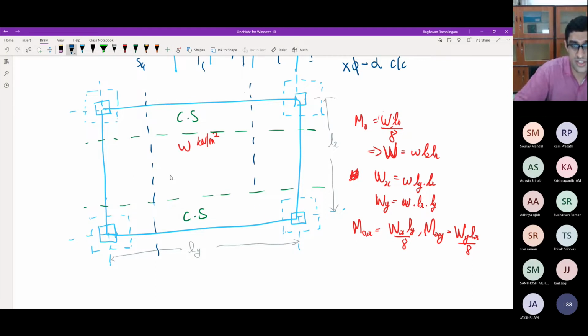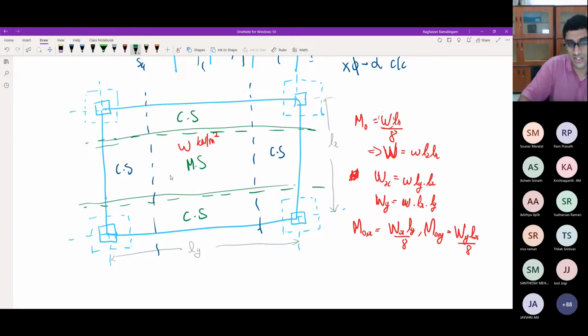Okay, column strip and column strip for the x direction as well. So like this, I'll split it. So this is the column strip. This is the middle strip along the y direction. And similarly, you'll have the middle strip along the x direction as well.